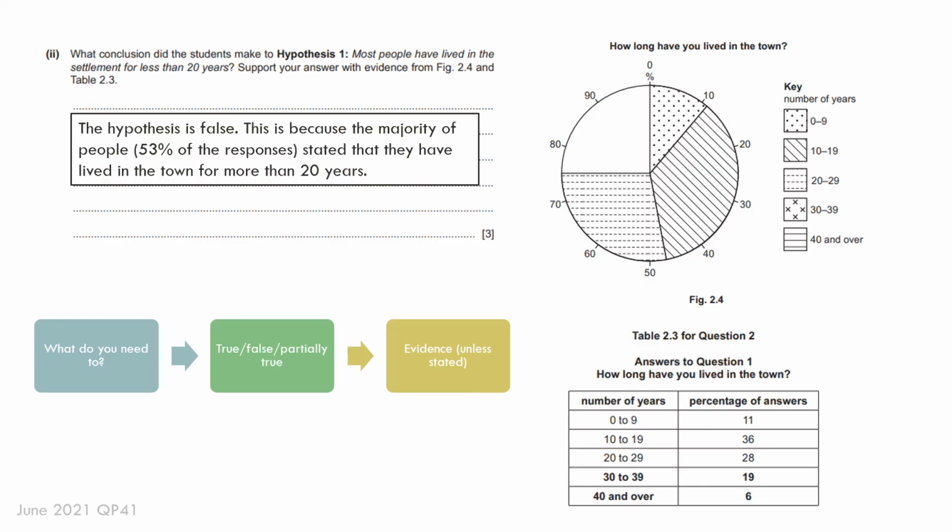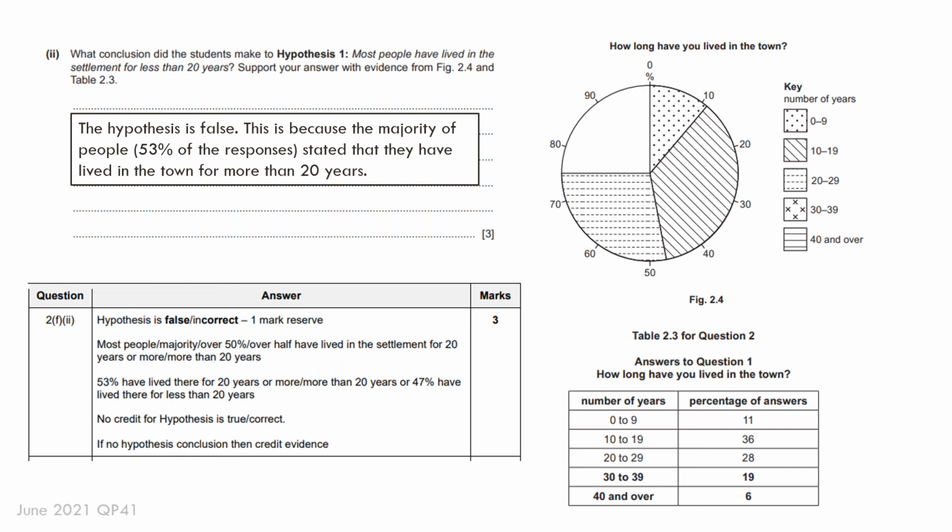So looking at the data, the hypothesis is false. Why? This is because the majority of people, 53% of the responses, stated they have lived in the town for more than 20 years. And this is what the mark scheme says, so that's all correct. Get 1 mark for stating the hypothesis is false, true, or partially true, using some data and then making the sweeping statement based on the hypothesis.